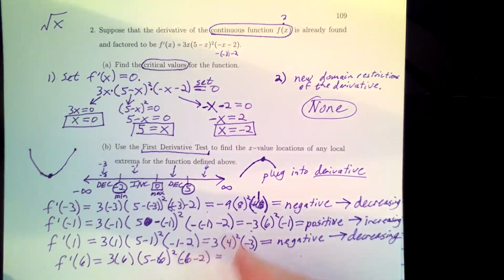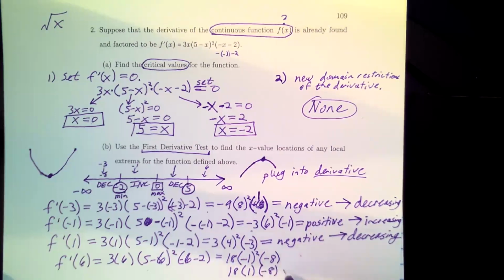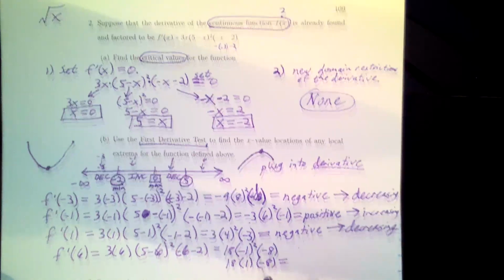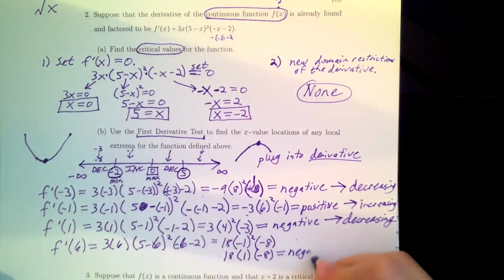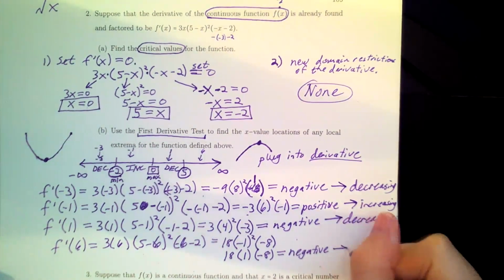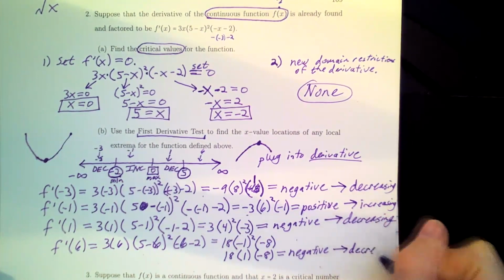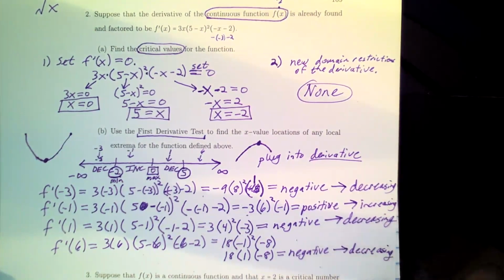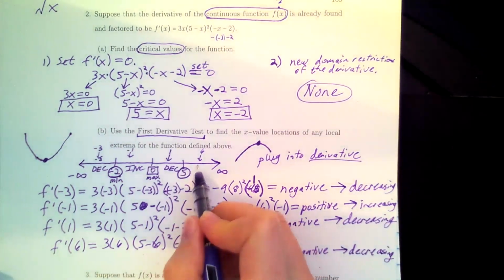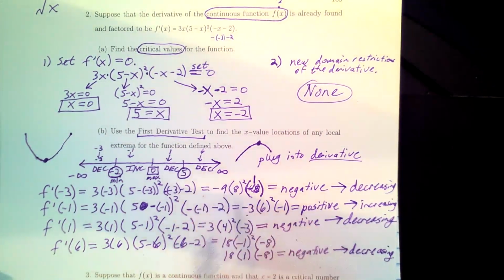You get 3 times 6 is 18 times -1 squared times -8. Now -1 squared is +1. So I end up with 18 times 1 times -8. And when you punch this out, this gives you some type of negative number, a negative times a positive. So this means that my function is decreasing on that interval I pulled 6 from. So my function should be decreasing right here.